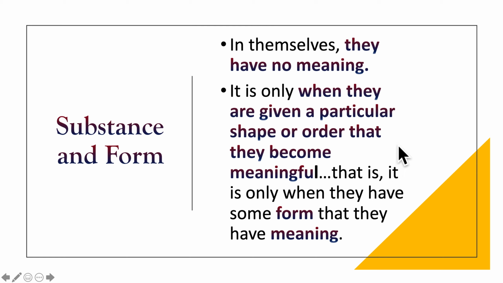For example, if I say C, A, T, they are the individual sounds. If you write them, they will be individual symbols. They don't have any meaning. But when I put them together in a particular order, in a particular shape, we give those symbols some form, and they have meaning, like CAT, cat.